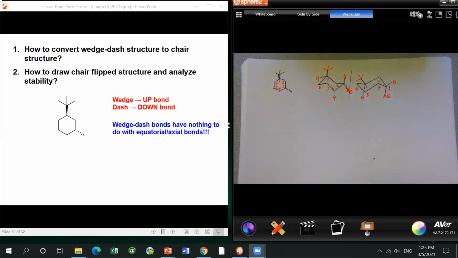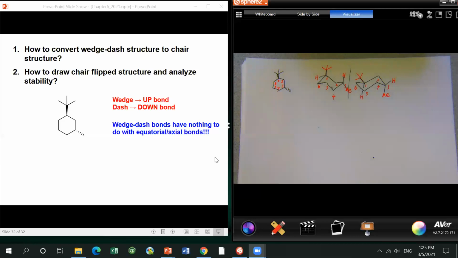All right, here's a question for you guys. Which conformation is more stable? The left one or the right one? Which conformation is the most stable? You can type the answer in the chat window.